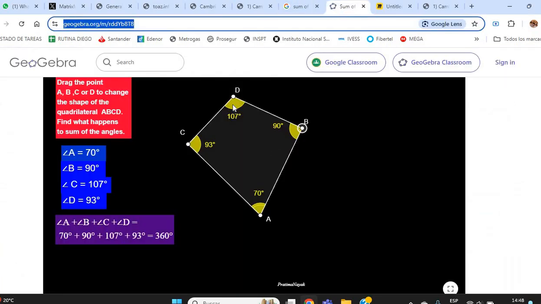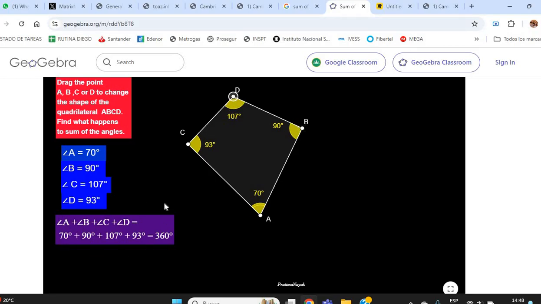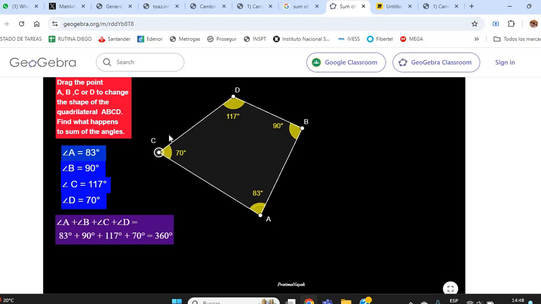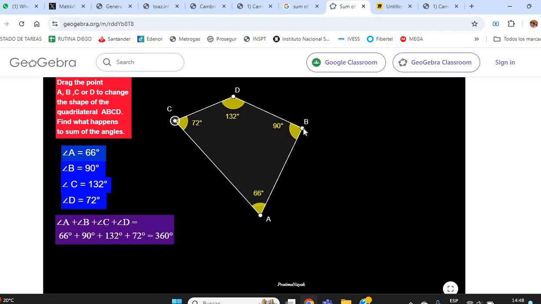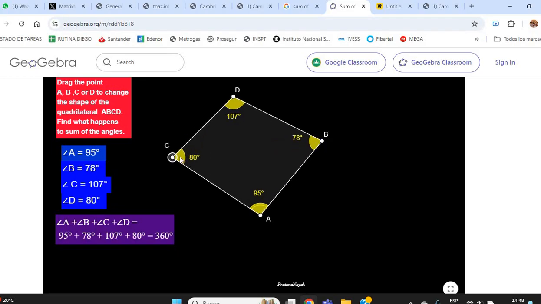Here I have a few examples. This is done with GeoGebra. I will send you a link. At the bottom left, you have all the angles A, B, C, and D, and their values. Notice that even though I move this vertex and the angles change, look at how the numbers change. What is happening is that they always add up to 360.